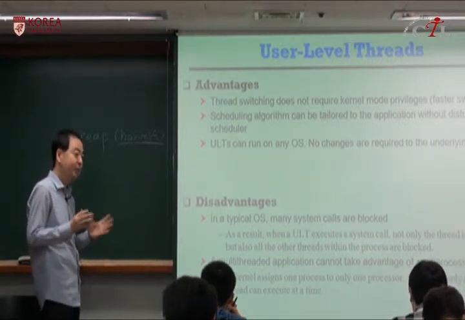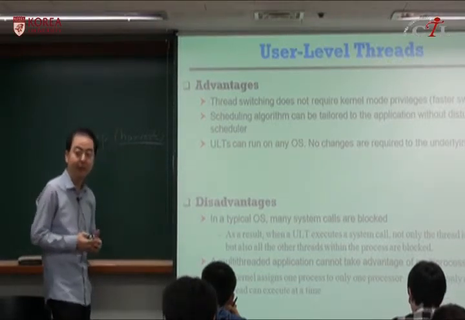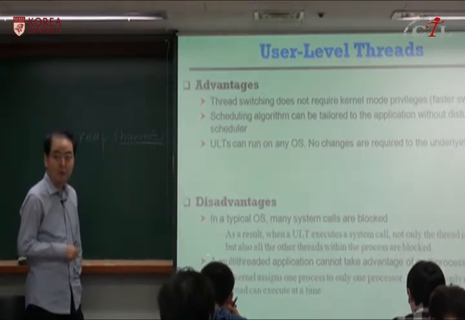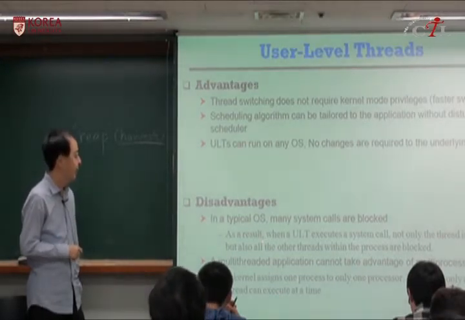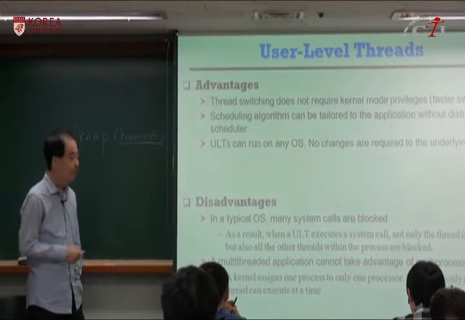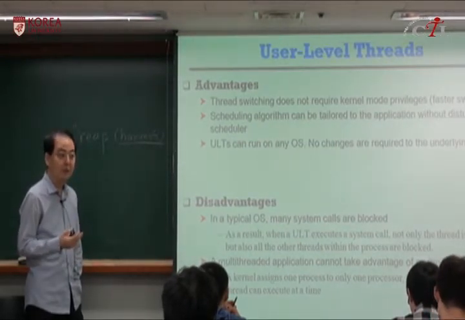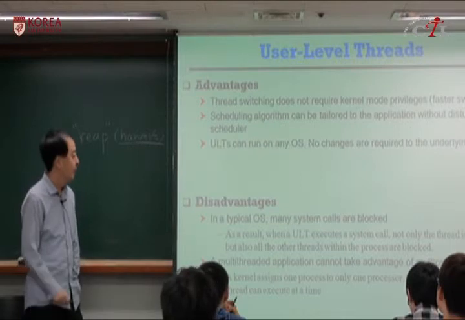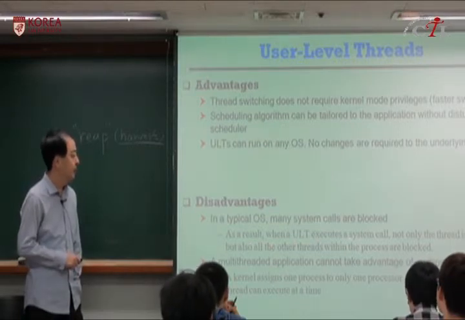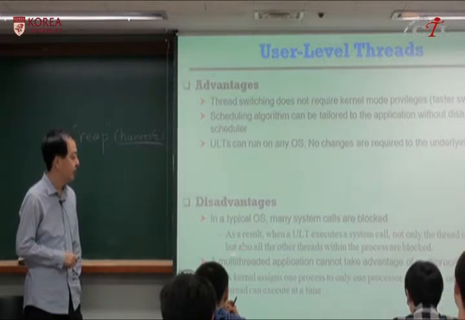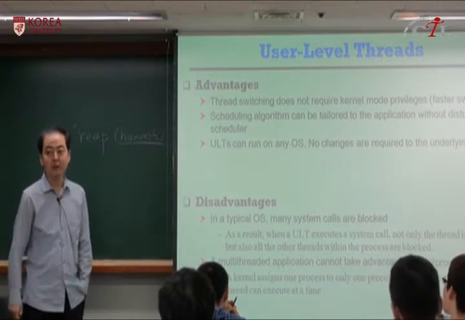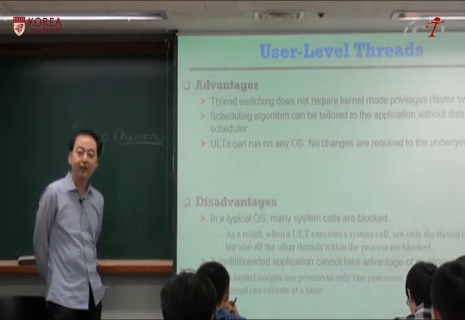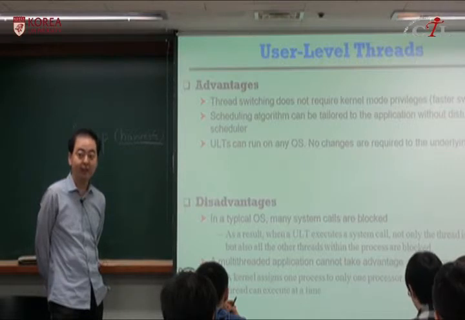You can do some sort of user level multi-threading at the application level, and some of these are advantages, but there are some disadvantages of using only user level multi-threading. With typical operating system calls, as mentioned, many system calls are blocking. If you use a system call, you have to go to the kernel mode, and you have to wait. As a result, when a user level thread executes a system call, not only is that thread blocked, but all the other threads within that process are blocked as well. Because you have to go to the kernel, and the kernel has to process that system call or IO. So all the threads are effectively blocked.